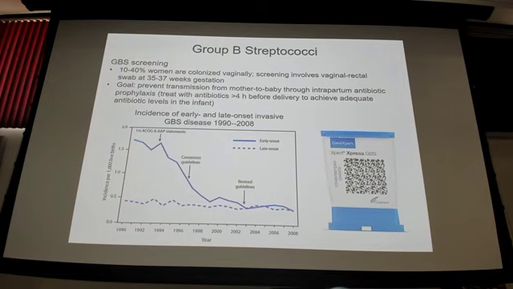When we do identify mothers who are carriers of GBS, we can put them on antibiotics at least 4 hours before delivery, and that ensures that the baby is born with adequate amounts of antibiotic in its system. So when it does pass through the vaginal canal, we'll have those antibiotics and we'll be able to survive that infection if it requires it.